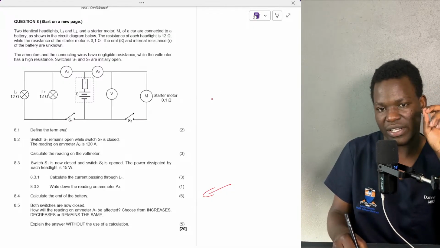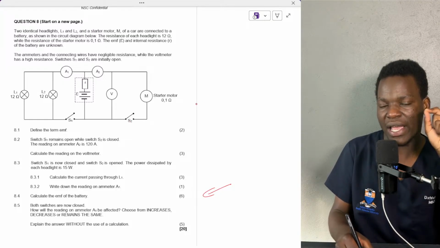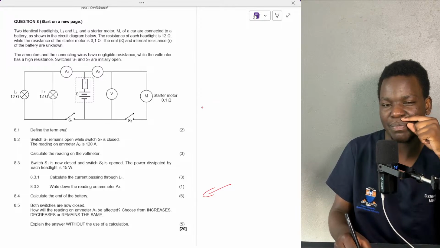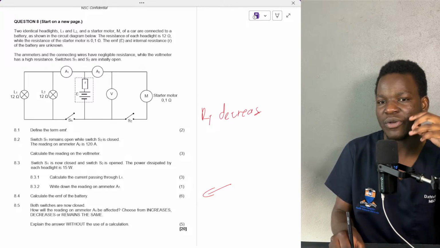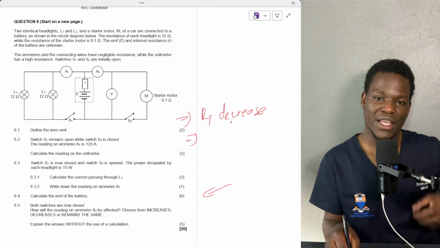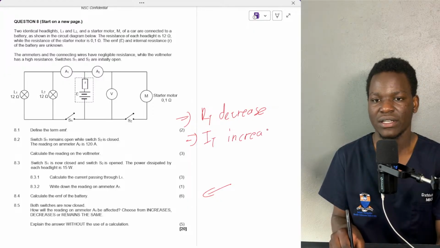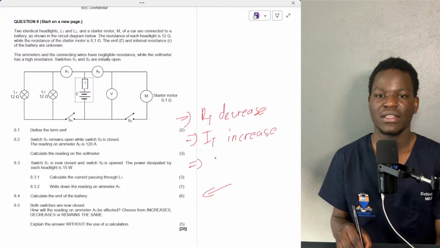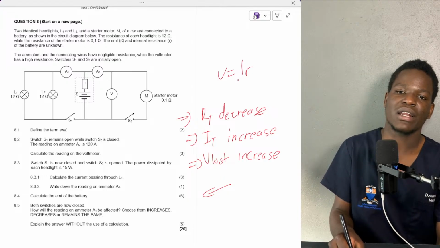What do we take of this? When we close this one, we now add more resistors in parallel. When we add more resistors in parallel, R total decreases. Before you get to an answer, these are your reasoning. And then you say I total increases. There it is. I total increases. Therefore, V lost increases. V lost is always directly proportional to current. V equals IR. So if this one increases, this one will increase.